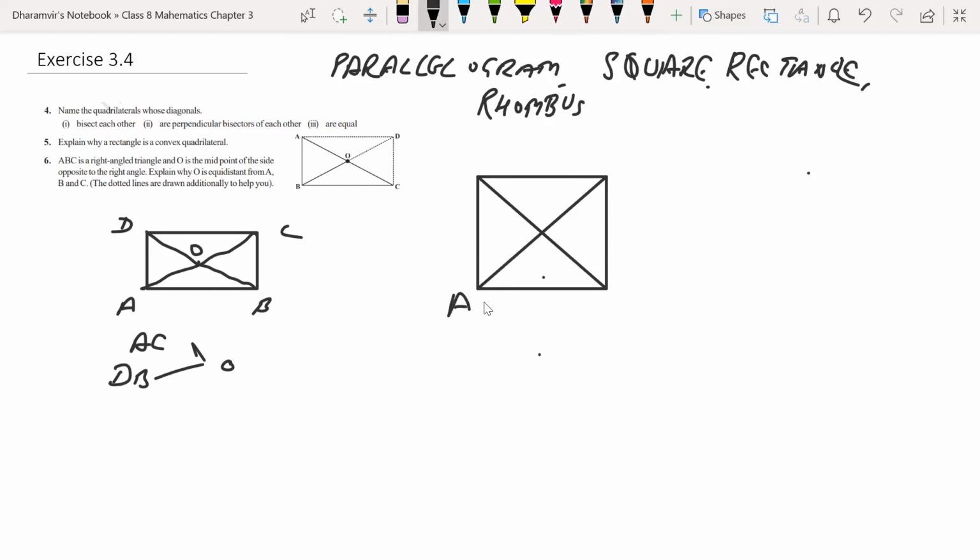A, B, C, D. This is 90 degrees. This is 90 degrees. This is 90 degrees. This is 90 degrees. Perpendicular. So the diagonals are perpendicular bisectors of each other in quadrilaterals that have their sides equal. So those can be square and rhombus. Square and rhombus.